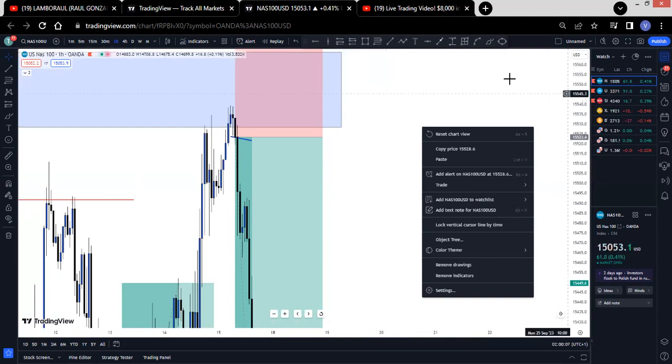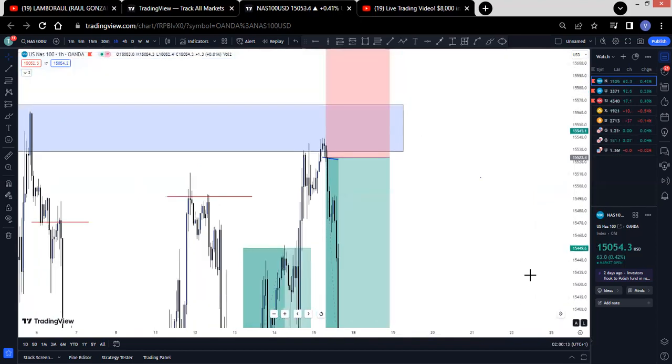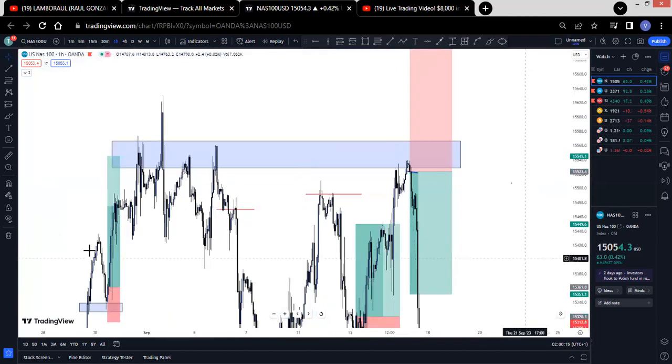I hope this example will help you out in your trading and looking for entries. It was very brief, guys, but I hope you find this valuable.